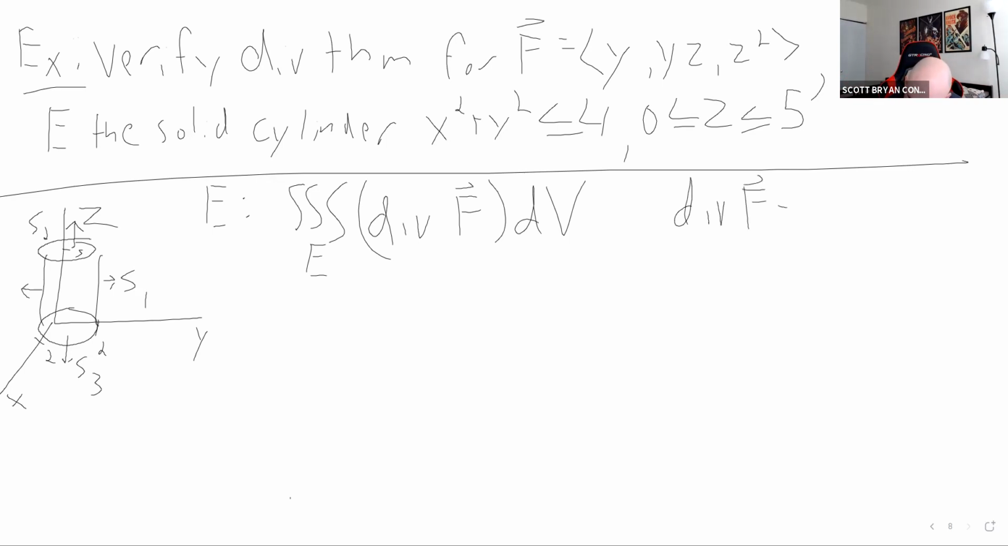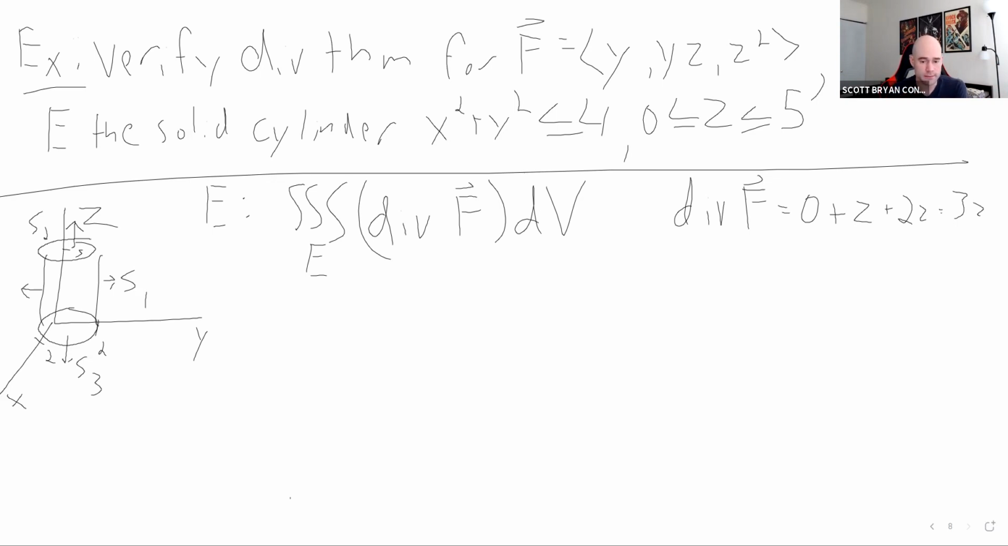So first of all, what's the divergence of F? Well, F is y, yz, z squared. The divergence is going to be the derivative of y with respect to x, which is 0, plus the derivative of yz with respect to y, which is z, plus the derivative of z squared with respect to z, which is 2z. So we get 3z as our divergence. That's our integrand.